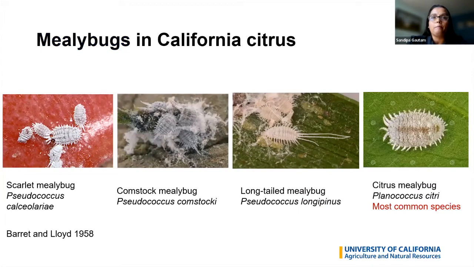In California, four species of mealybug have been reported from citrus. I took this information from UC IPM guidelines and an article published by Barrett and Lloyd in 1958. Both of these resources mentioned that citrus mealybug, which is the photo on the very right corner, is the most common species of mealybug associated with citrus in California. Other species are scarlet mealybug, Comstock mealybug, and long-tailed mealybug. One of the PCAs shared some pictures of long-tailed mealybug found in Tulare County with me. So these two species are found in recent years in citrus in the San Joaquin Valley.